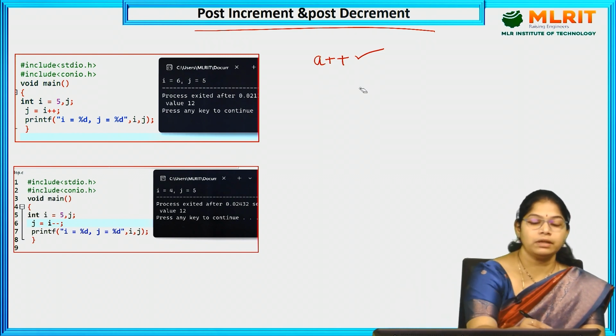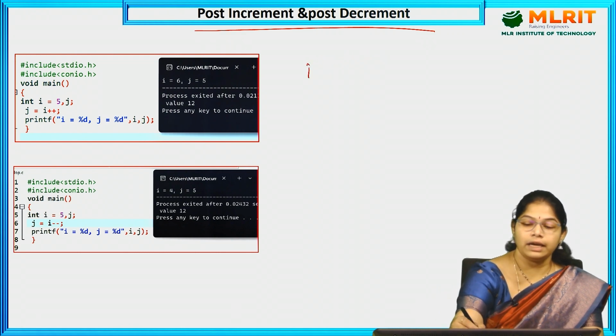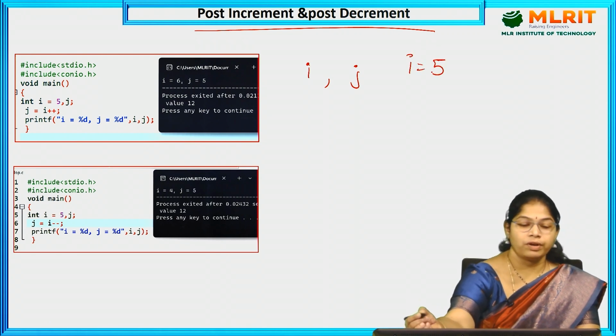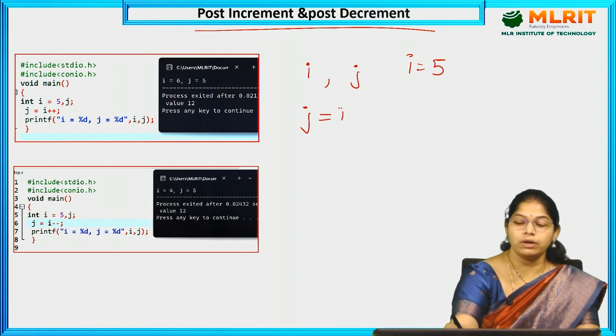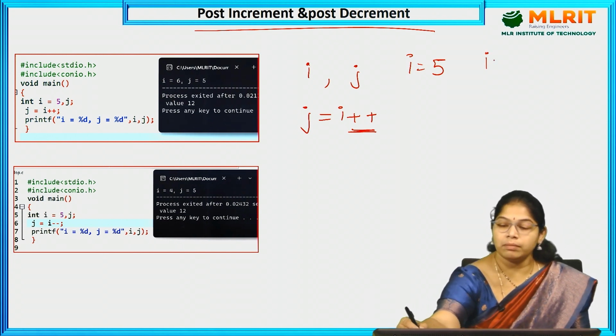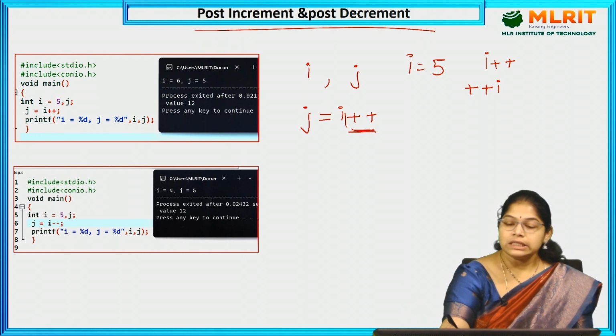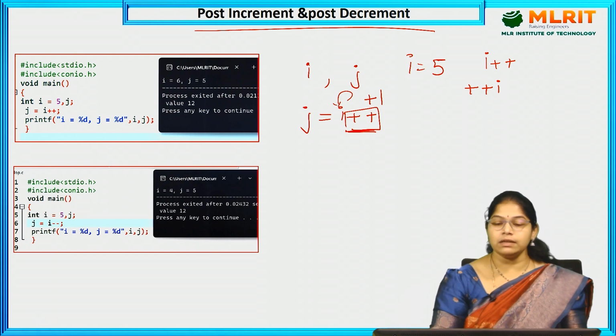So in this example, I consider the variables I and j, where I value is 5. Then I have given the expression j is equal to I plus plus, where plus plus is the increment operator, but here we have a post increment. Post increment means I plus plus, pre-increment means plus plus of I. This increment operator adds 1 to the existing value.